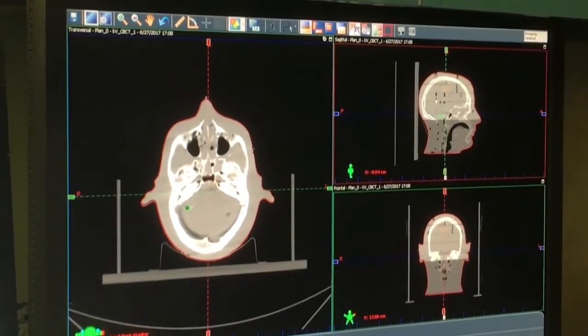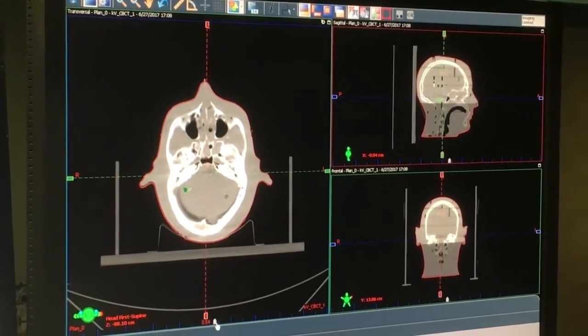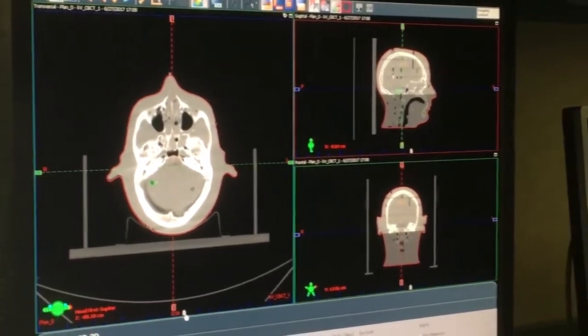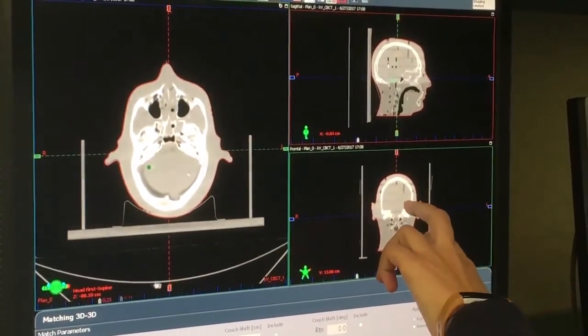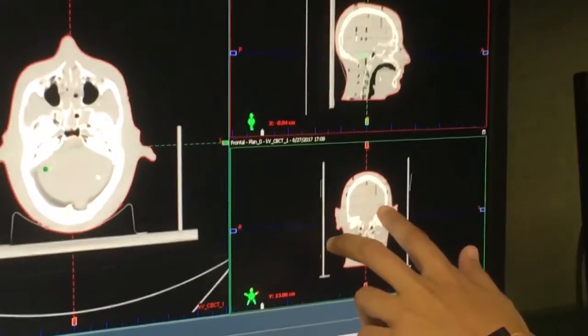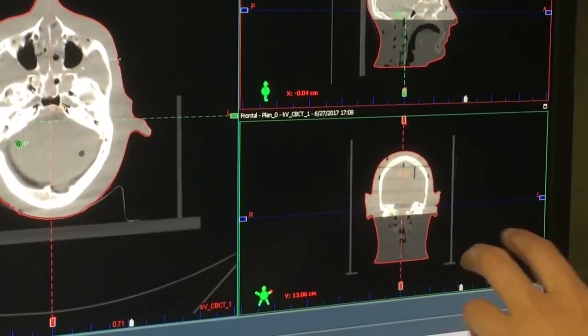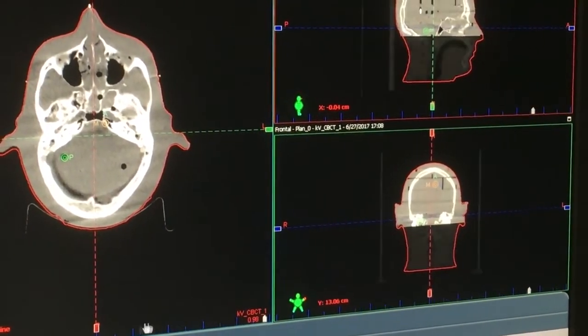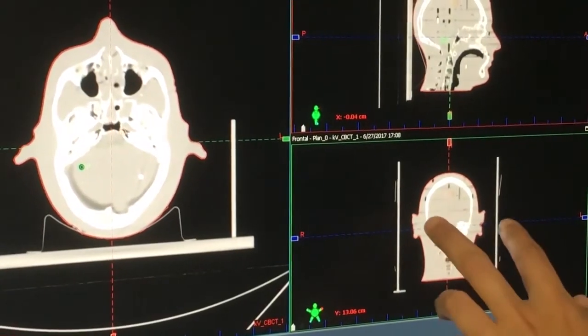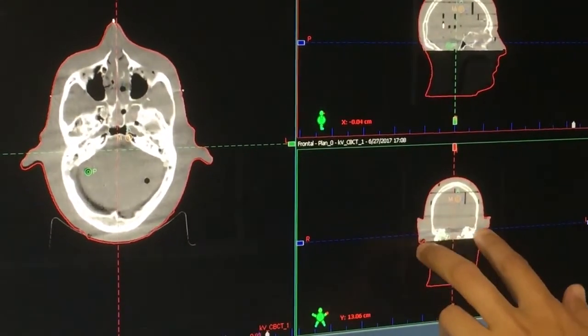With the cone beam CT, you can also see rotations a lot more easily than with the KVs. So you can see how the head is moving slightly here. Show me that again. So this is where the patient is right now, and this is where it was simulated. So you can see a slight rotation.